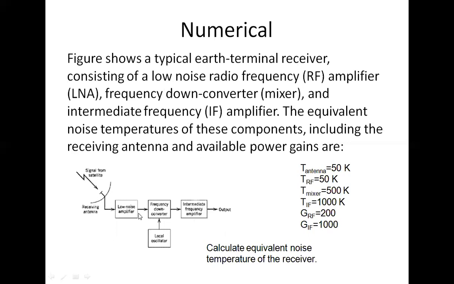The equivalent noise temperatures for these components are given, including the antenna. The equivalent noise temperature for the antenna is given as 50 K. For the RF amplifier, it's given as 50 Kelvin, all are Kelvin. For the mixer, it is 500 Kelvin, and for the IF amplifier, it is 1000 Kelvin. You can just observe each one is a system. So every system or every network or every device has its own equivalent noise temperature. And GRF and GIF, that means the power gain of the RF amplifier is 200, and the power gain of the IF amplifier is given as 1000. Calculate the equivalent noise temperature of the complete receiver.